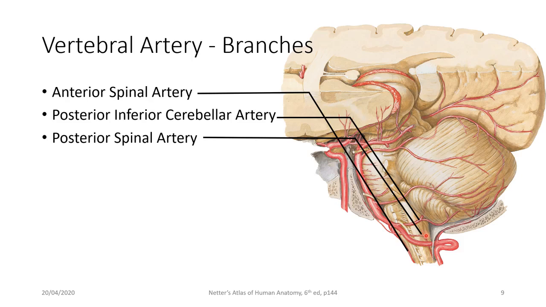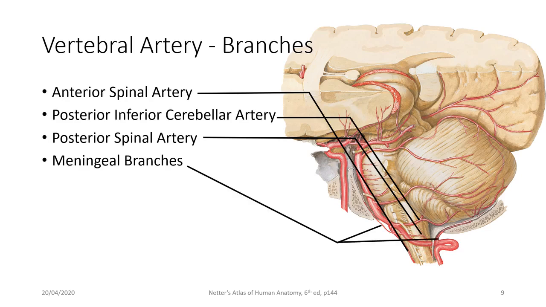Posterior spinal artery can arise either from vertebral artery itself, as in this picture, or it can arise from the posterior inferior cerebellar artery. More commonly, it arises from posterior inferior cerebellar artery. There are different meningeal branches like here and here which supply the meninges and bone of the posterior cranial fossa, and there are small branches that penetrate the substance of medulla and supply those also.